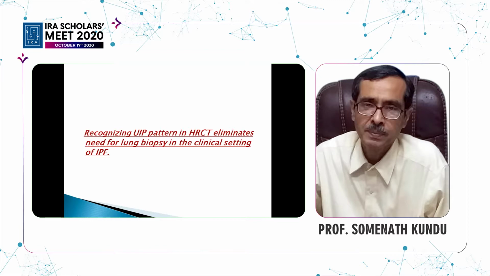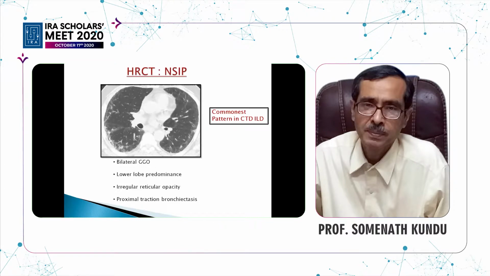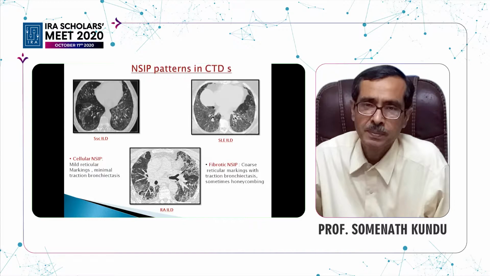in the appropriate clinical setting. We use the term NSIP if we get bilateral ground glass opacities with lower lobe predominance associated with reticular shadows and traction bronchiectasis. It is a pattern in connective tissue disease associated ILD. There are some varieties of NSIP patterns in CTD-ILDs, in systemic lupus, in rheumatoid arthritis. It may be a cellular variety of NSIP, where there are mild reticular shadows and minimal traction bronchiectasis, or there may be fibrotic NSIP, where reticular markings are coarser, there is more traction bronchiectasis, and sometimes there is also associated honeycombing.